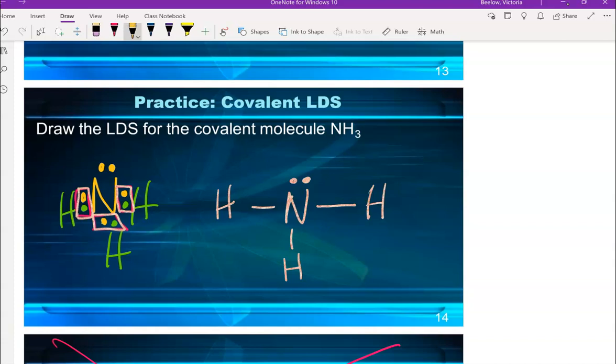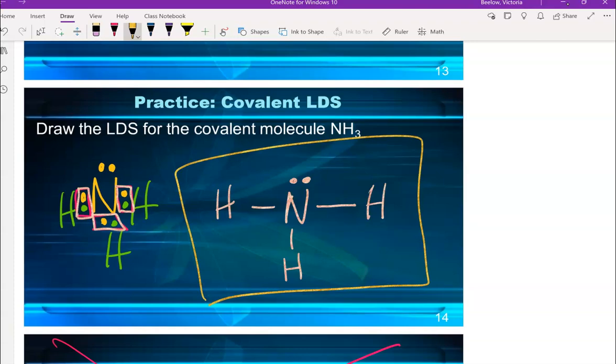And if you look at nitrogen, it has 2, 4, 6, 8 electrons surrounding it. And hydrogen only has 2, which is okay for hydrogen because it's so small. Again, it's one of those exceptions to the octet rule. And this right here would be my final answer.